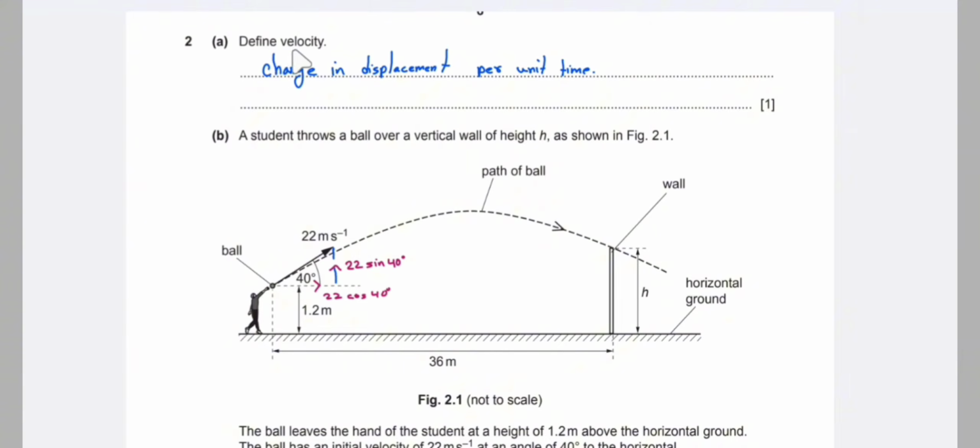Question number 2, part A. Define velocity. Velocity is the change in displacement by change in time. So velocity is the change in displacement per unit time, or change in displacement divided by change in time.